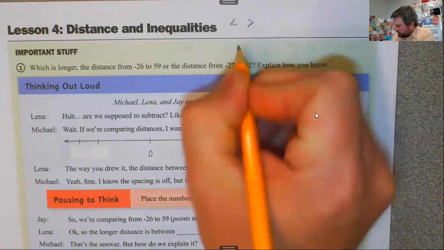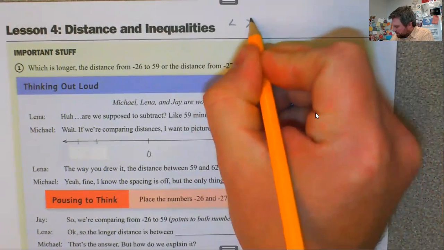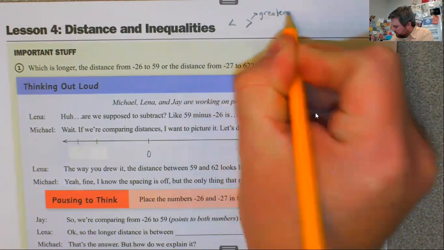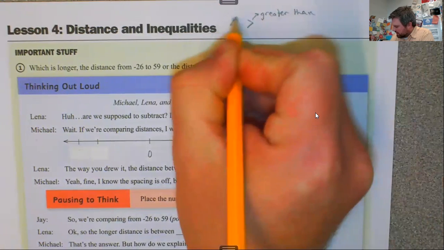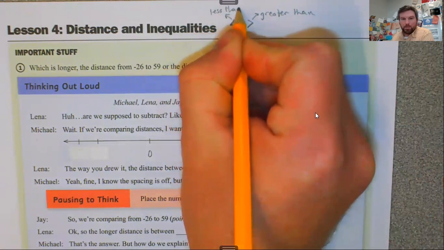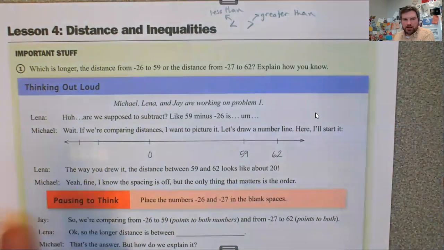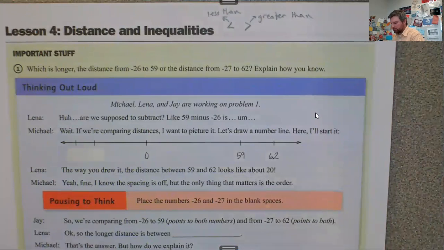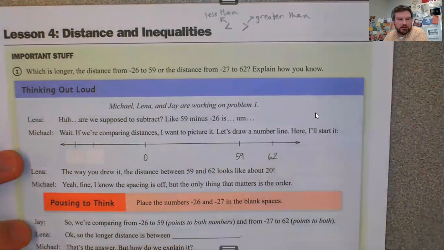And if you want to write those, sometimes those are hard to remember. This is greater than, and this is less than. Okay, so we'll use those later on as we go. So let's go ahead and work our way through the important stuff here in this lesson.